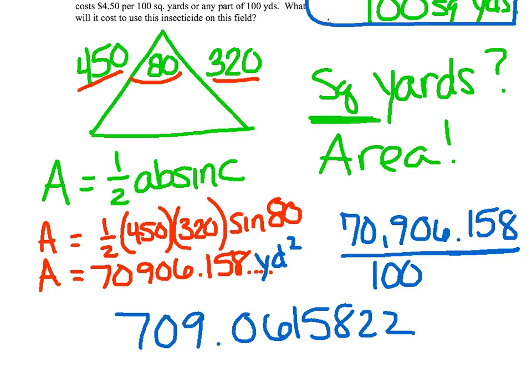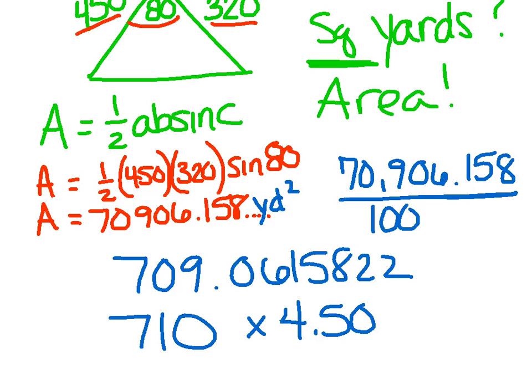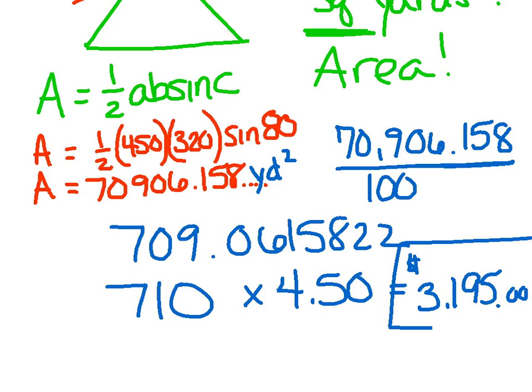Well, think about this. Do you have exactly 709 yards, or do you have 709 and a little more? I think you would agree you have 709 and a little more. So you have to round that up to 710 times the $4.50 gets you a total of $3,195. And that's how much it will cost to insecticide this plot of land.